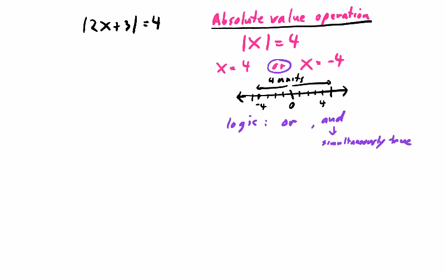Based on what we just discussed, if the absolute value of 2x plus 3 is 4, then 2x plus 3 could, in fact, equal 4, and its absolute value would be 4. Or 2x plus 3 could be the negative of 4. Let me write that a little more clearly.